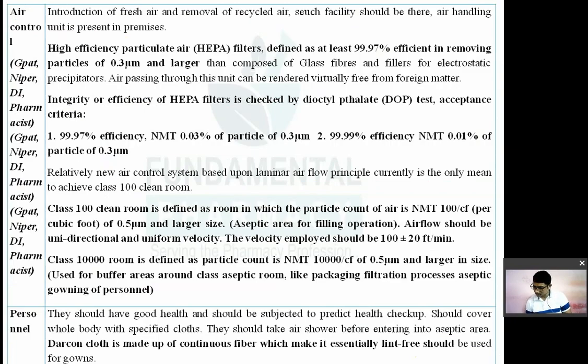This is a very important part. Questions have come on this many times. Air control in the parenteral area. So, introduction of fresh air and removal of recycled air. Such facility should be there and it is done by the air handling unit present in the industry.